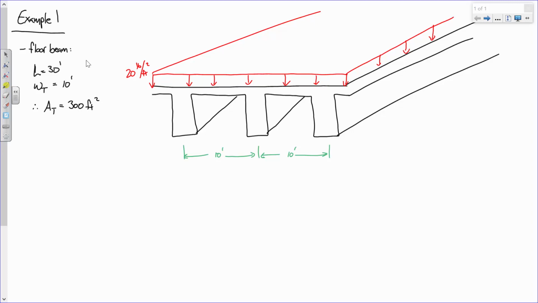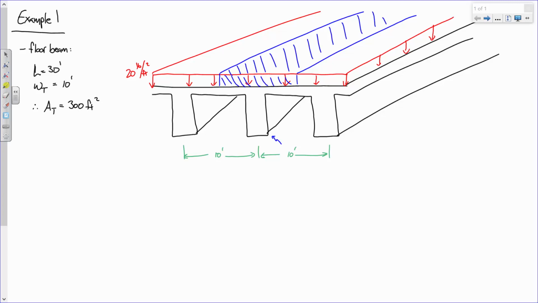Now, if I'm looking at this particular floor beam, this one right here, that floor beam is only responsible for halfway over, halfway over. So this shaded load right here, that's what that beam is responsible for. And help me out again. What was this width again? 10 feet.